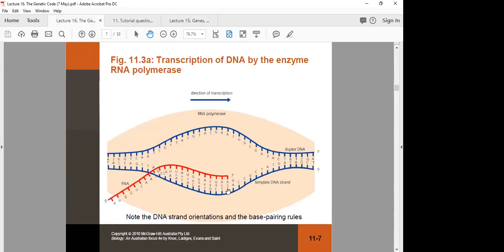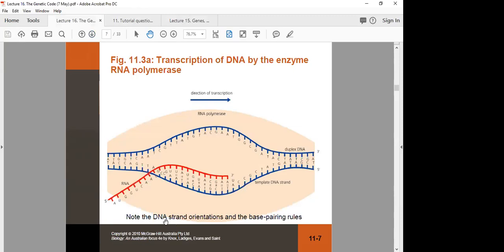So remember, where there's a T in DNA, the complementary nucleotide in RNA will be an A, C in the DNA, G in the RNA, G in the DNA, C in the RNA. But here, this is the one that you need to be aware of because this is different in RNA. The uracil in RNA will be complementary to an adenine in the DNA. All right, so the RNA strand is being synthesized, and as it's being synthesized, it starts to detach from the DNA strand.